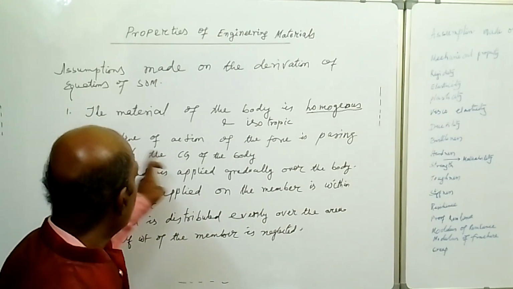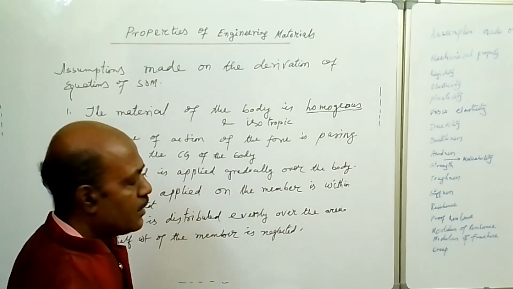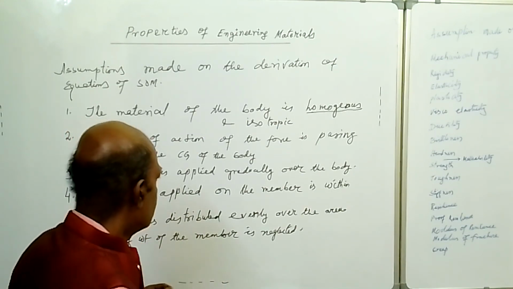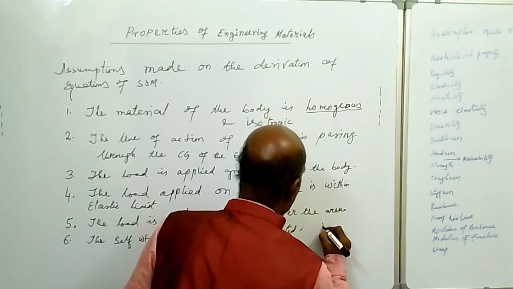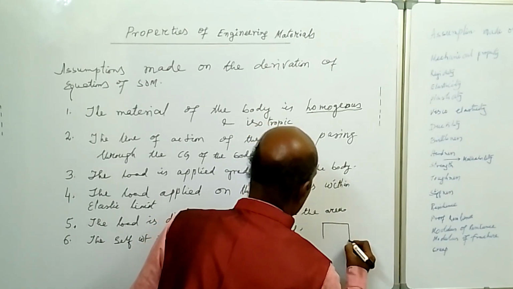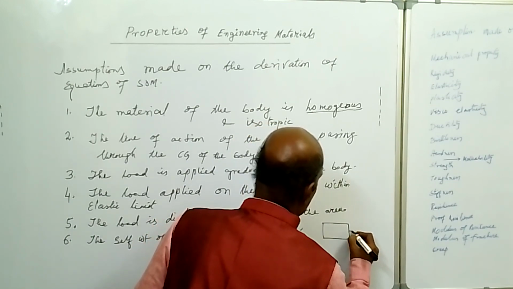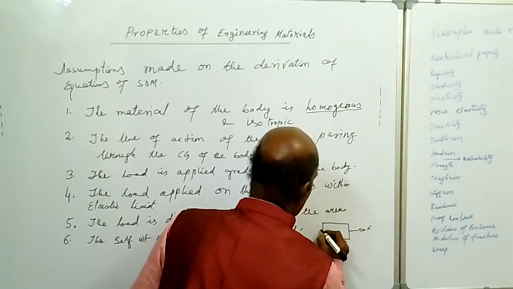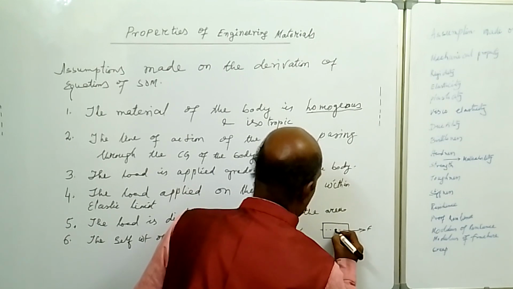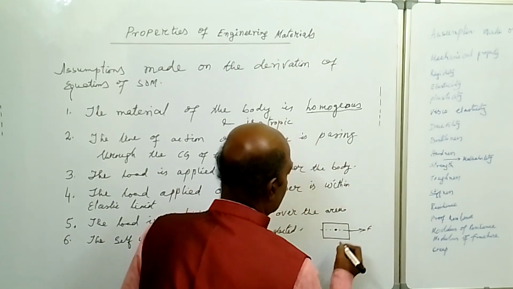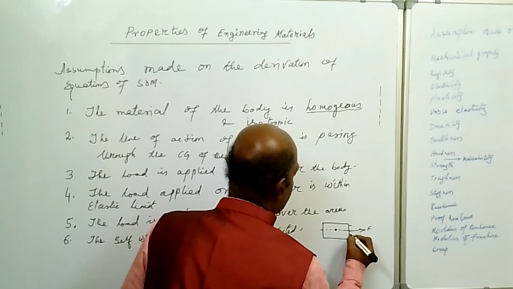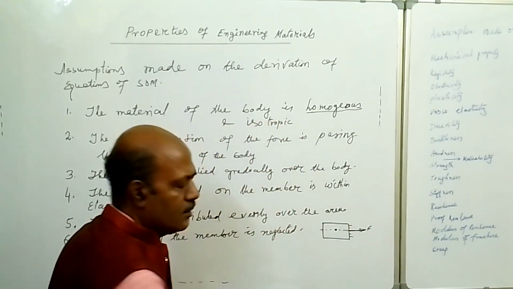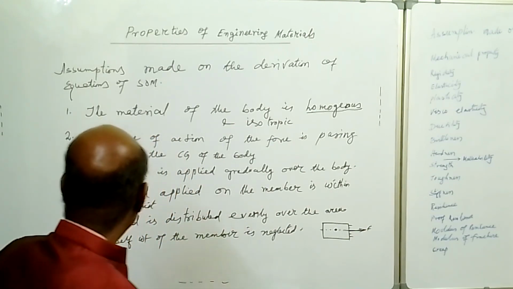Next, the line of action of the force passes through the center of gravity of the body. Say force is acting over this surface. If the center of gravity is here, the force is passing through the center of gravity, or if a number of forces are acting, then the line of action of the resultant force is passing through the center of gravity of the body.